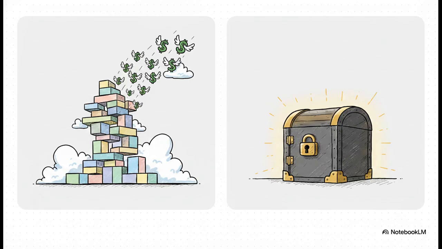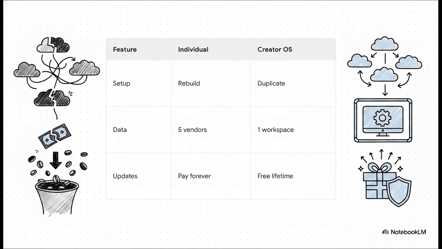Now compare that to the Creator OS full stack. It's a one-time payment. You buy it, you duplicate it, and you own it forever. Absolutely no subscriptions. When you really break it down, the contrast is just stark. With an individual stack, you're rebuilding workspaces from scratch, and your crucial business data is spread out across 5 different cloud vendors. But with the Creator OS, you duplicate 5 pre-built, perfectly connected systems in just minutes, straight into one controlled workspace. And instead of paying for updates through endless monthly subscriptions, you get free lifetime updates. It is vastly superior to just cobbling together a bunch of random apps.